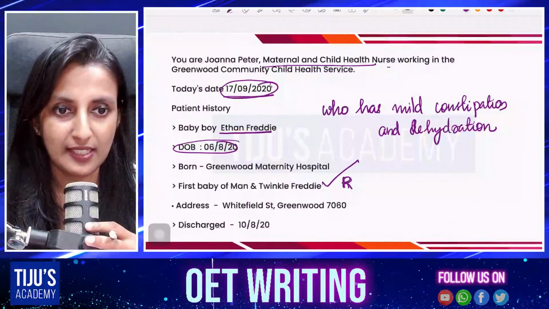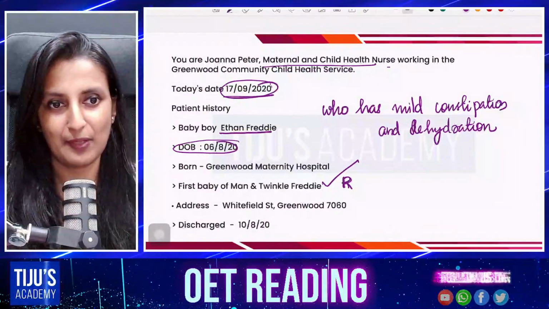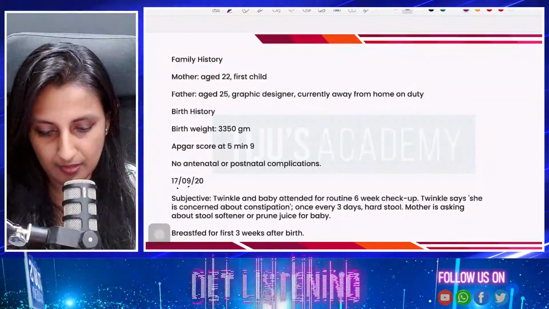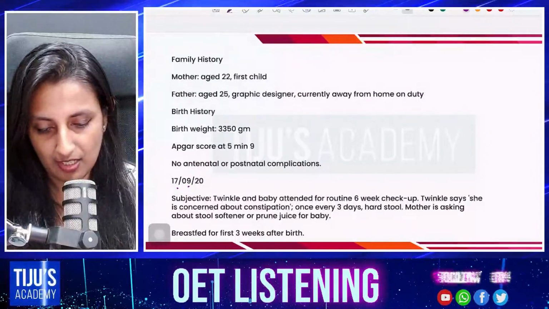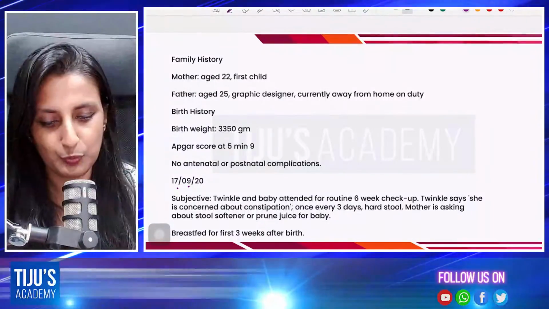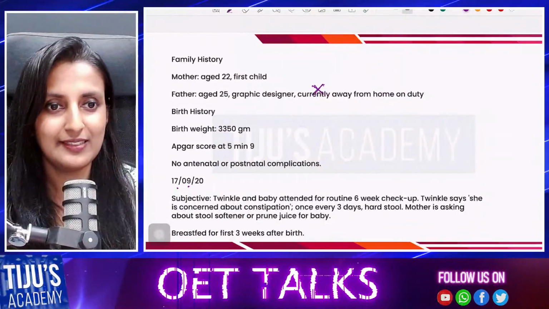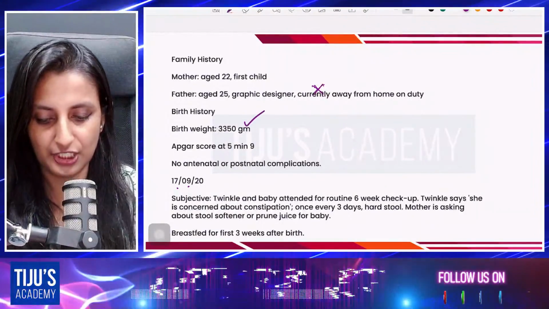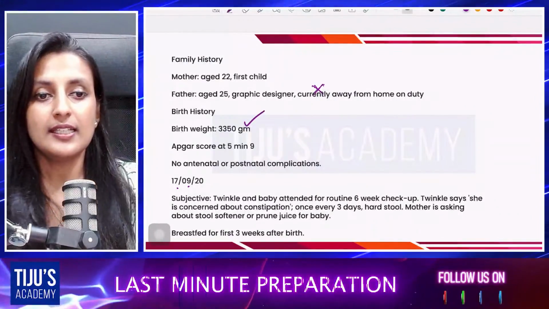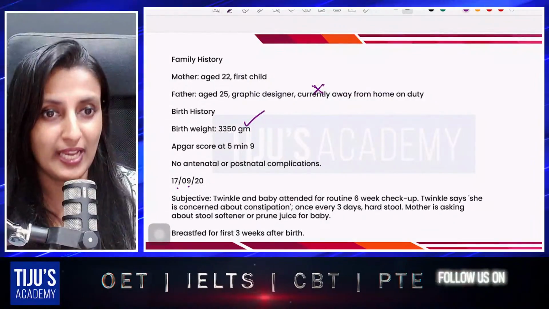Other element that we can take, first baby of Matt and Twinkle Freddy. That is the first relevant point. Second point, what we can take, mother, first child, already we mentioned that. Father, the graphic designer, doesn't have any relation with the lactation consultant. Birth weight is something that we can tell the lactation consultant. His birth weight is 3350 gram.